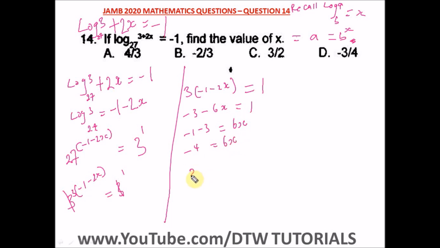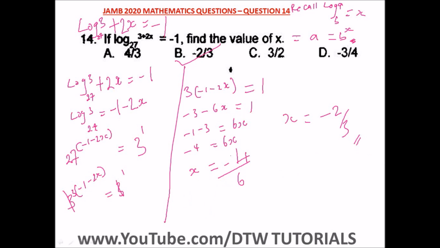Collecting like terms, we have x equals to minus 4 over 6. So therefore x is equals to minus 2 over 3, which is this. So that is our answer for question number 14. So with that, we have to go to question number 15. So let us navigate to that place.